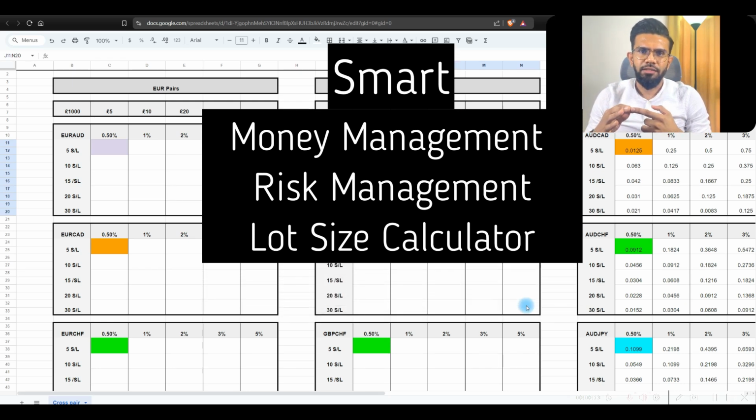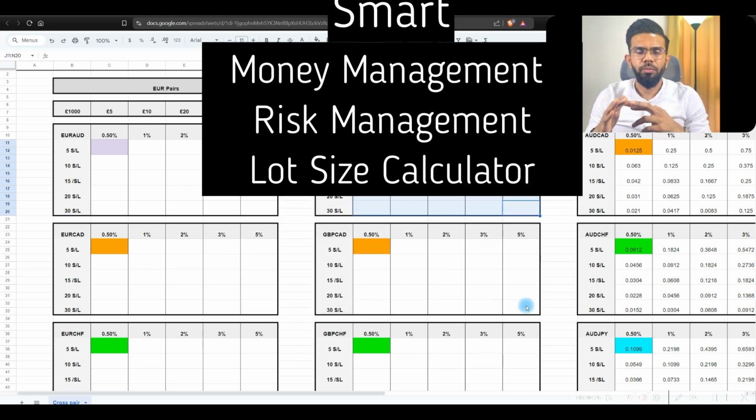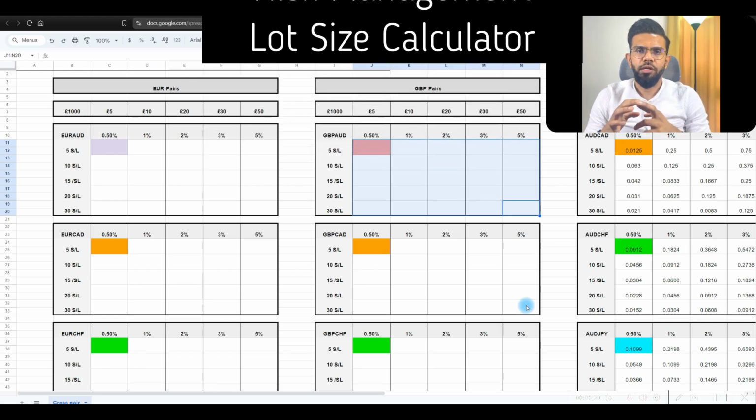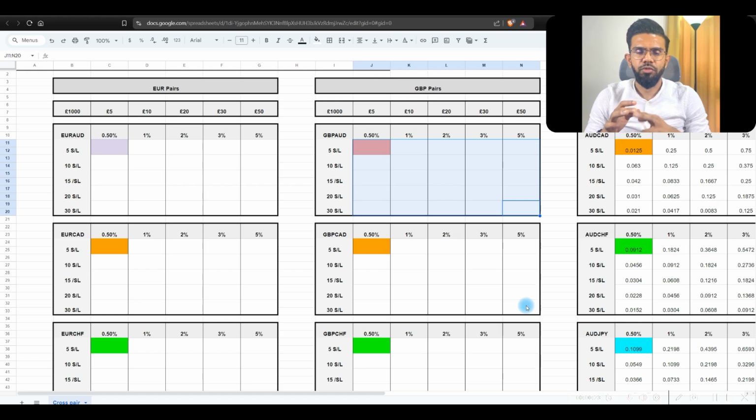The next is in case you want to flip accounts, you need to know how to manage your risk for flipping accounts. And the third one is for your funded account. These three different money management approaches are what you need to know if you're trading. You cannot use the same money management setup for all three types of account.